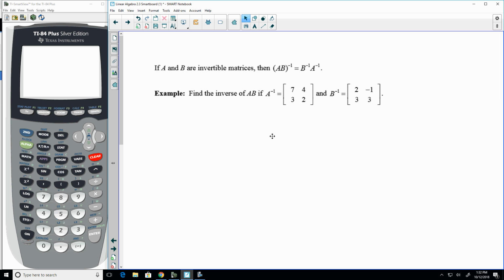So if A and B are invertible, then the inverse of the product is equal to the product of their inverses, but you reverse the order. So the inverse of A times B is B inverse times A inverse. So we're given A inverse, B inverse, and we're asked to find the inverse of AB.